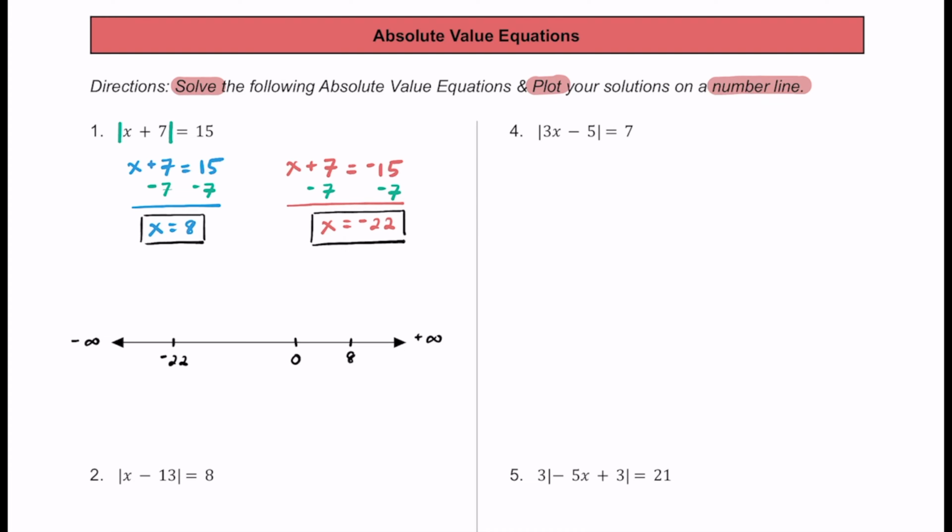So where would the two solutions be that would make this equation true? One of them is going to be positive 8, so go ahead and put a dot there, and one would be negative 22, just like that. These would be the only two numbers that would make this absolute value equation true.